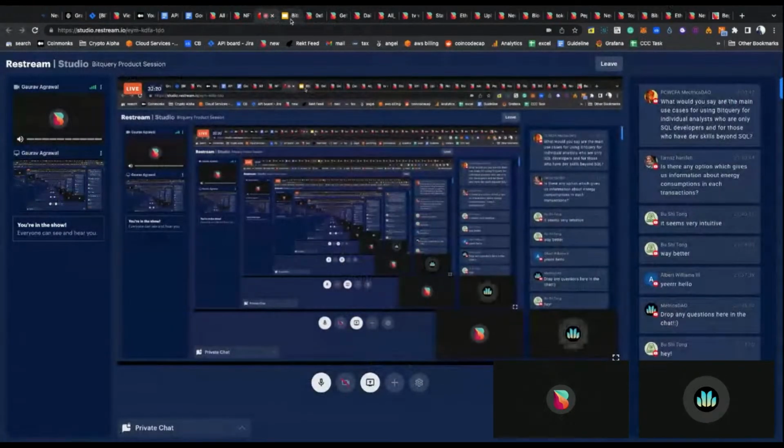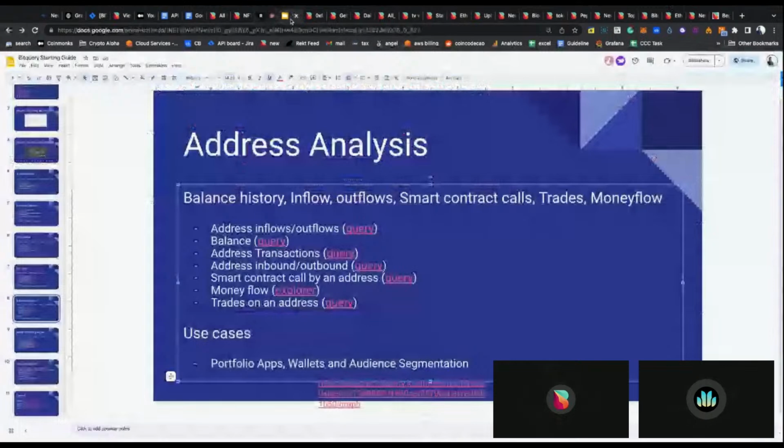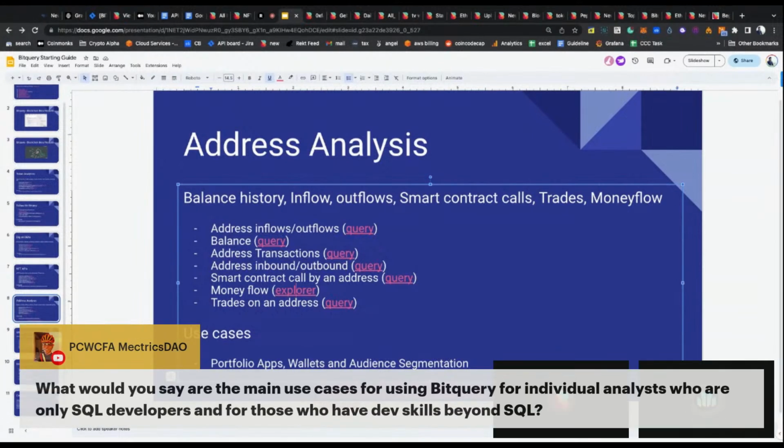Yes, we do have a question here in the chat by Patrick, and he asks, what would you say are the main use cases for using Bitquery for individual analysts who are only SQL developers and for those who have dev skills beyond SQL?